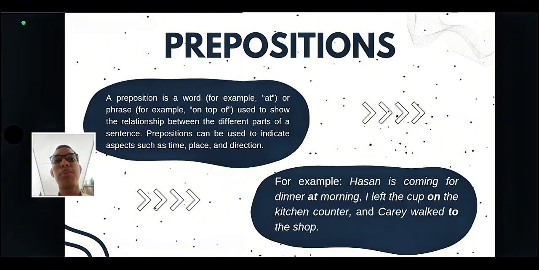Prepositions. A preposition is a word, for example at or in, or a phrase, for example on top of, used to show the relationship between the different parts of a sentence. Prepositions can be used to indicate aspects such as time, place, and direction. For example: Hassan is coming for dinner at morning. I left the cup on the kitchen counter and Carrie walked to the shop.